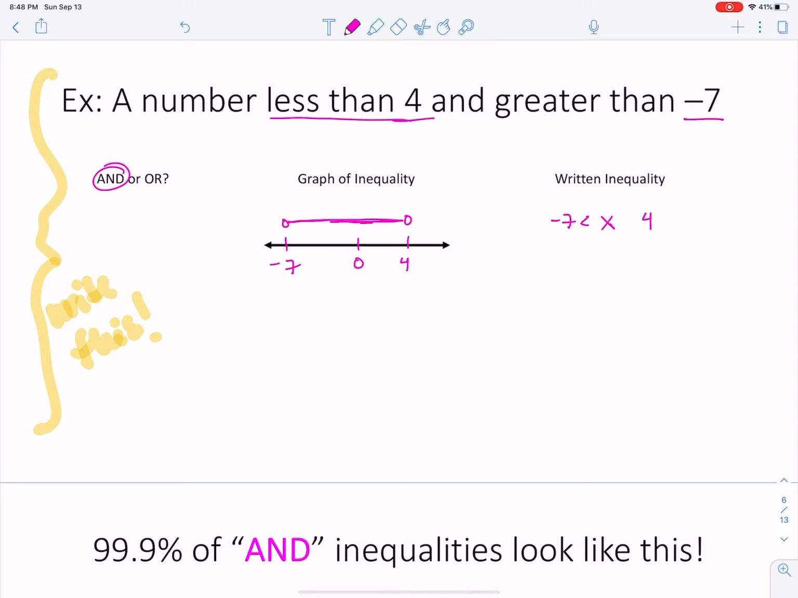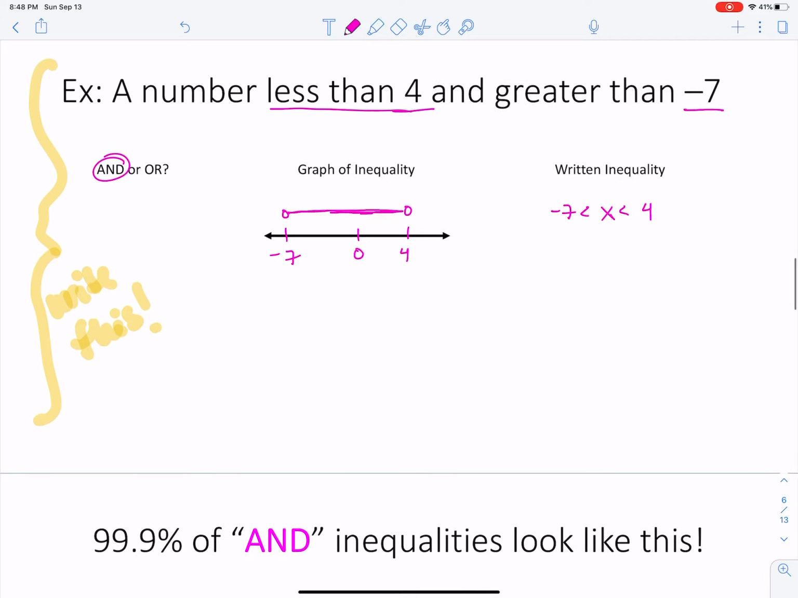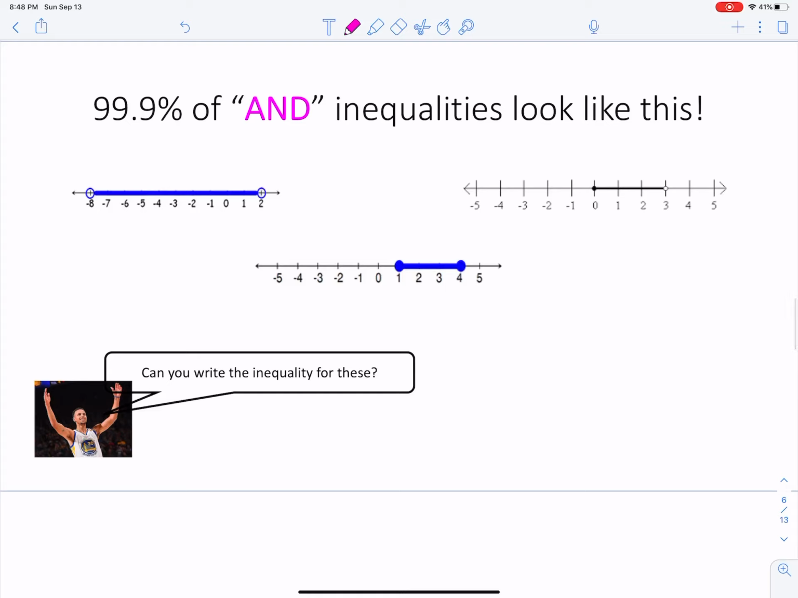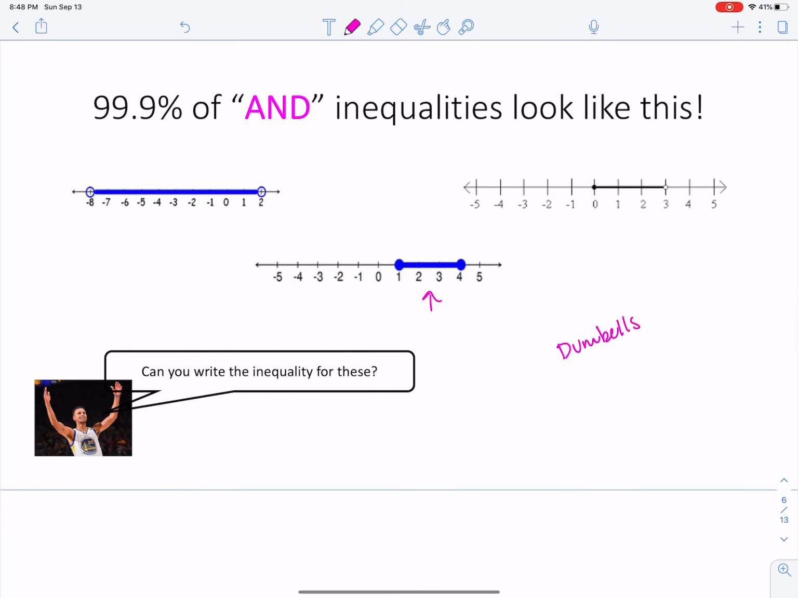Now I'm going to fill in my signs. Maybe you did that on your own. Hopefully you did. So just an FYI, 99% of and inequalities look like this. We like to call them the dumbbells. They kind of look like dumbbells, right? Especially this one right here, where it has those two ends and then it's connected inside of them.